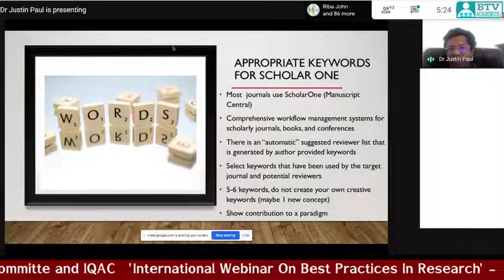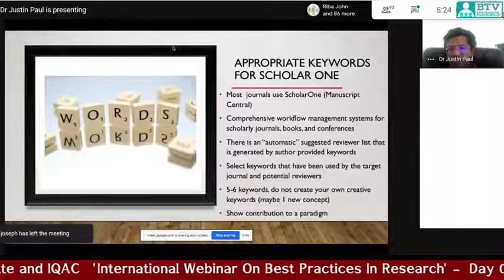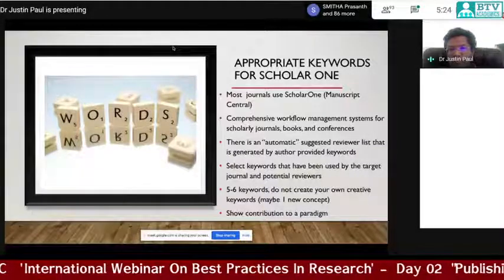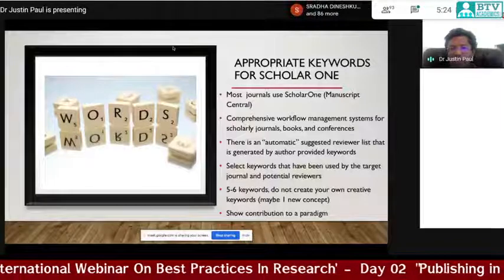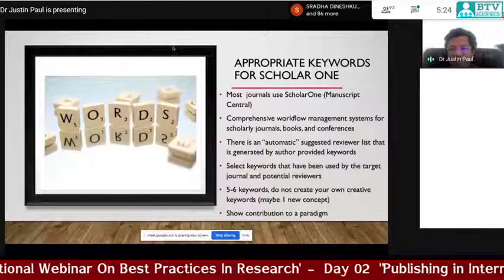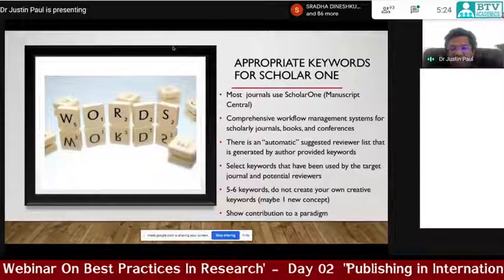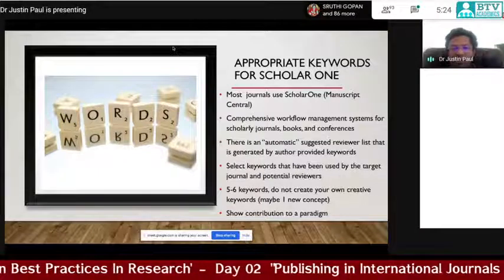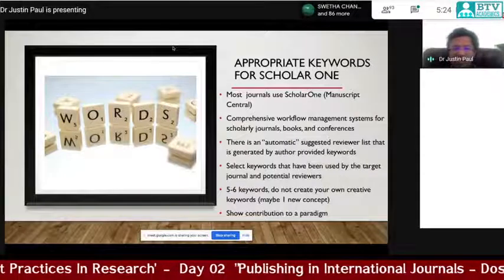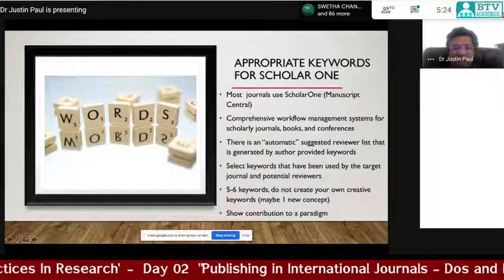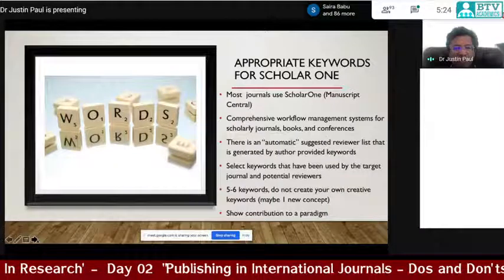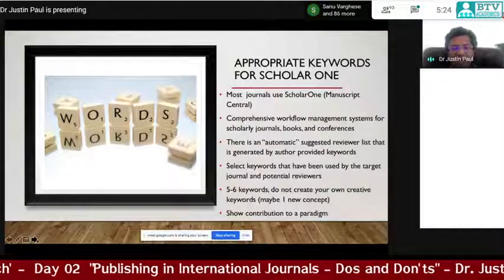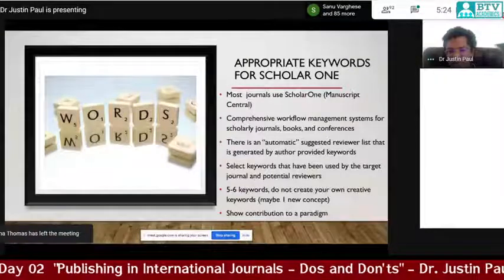Appropriate keywords for ScholarOne. So, for example, journals use software, so you might have to identify some keywords from the journal software when you submit a paper. Your paper needs to be related to the journal, because you have to look at the journal's focus areas, and you have to submit to a journal where you are focused. That is why I mentioned that if you have a citation from the journal, that shows that your paper is relevant to that journal.